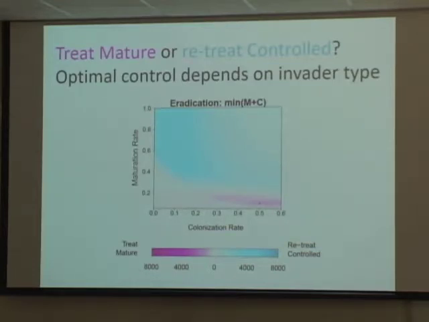So treat mature will always be in pink, and retreat controlled will always be in blue. What I'm finding here is that unless you have a very low maturation rate, it's best to retreat controlled patches. If you have a very low maturation rate and a high colonization rate, it's better to treat mature patches. So this model can be used for invasive species with varying invader traits, like biological traits. So we can apply this model to species with a range of maturation and a range of colonization rates.